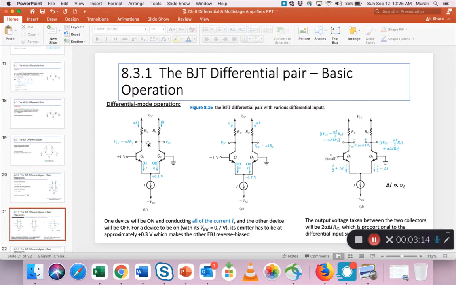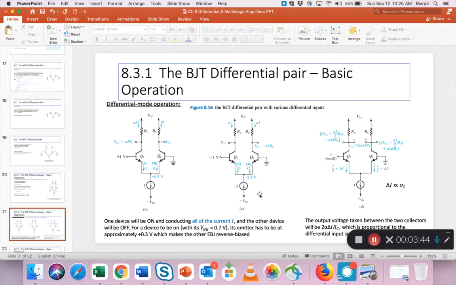And also the other factor to remember is that the current is in the on device only, which is alpha I in the collector and I in the emitter. In the other transistor, it's entirely zero. And so the output voltage here will be, because this is zero current, it will be the VCC coming here. But here the output voltage will be this VCC minus the drop across RC.